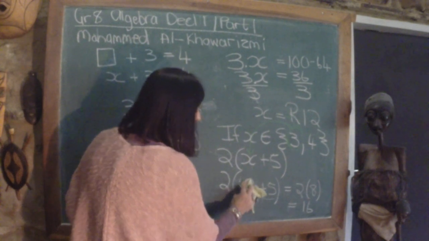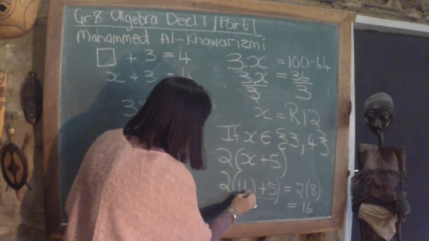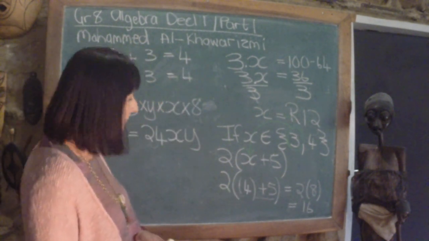Put 4 into the place of x. Now it's 4 instead of 3.